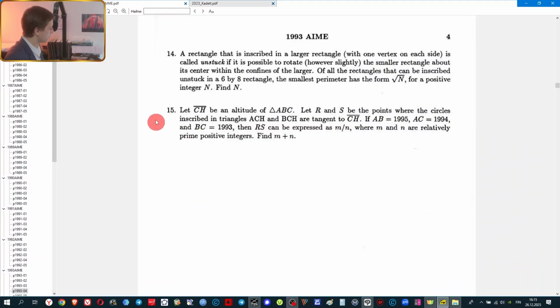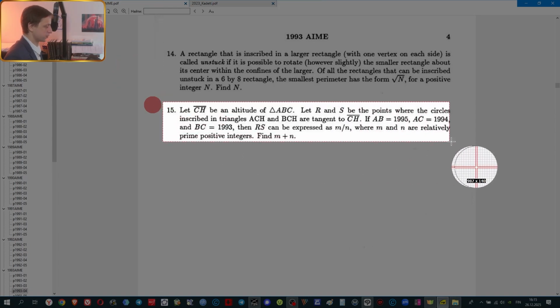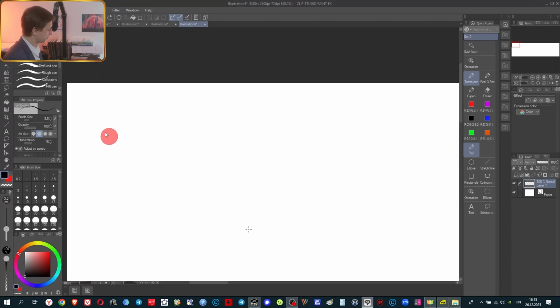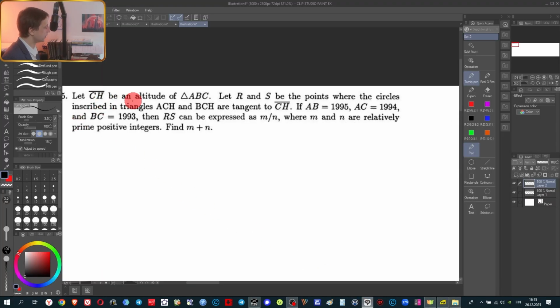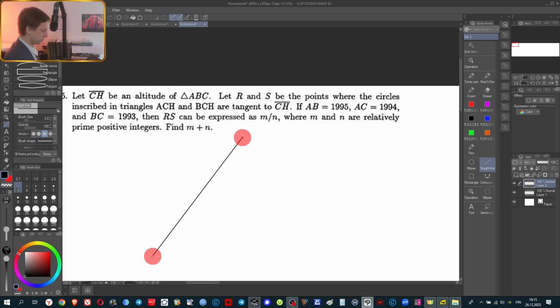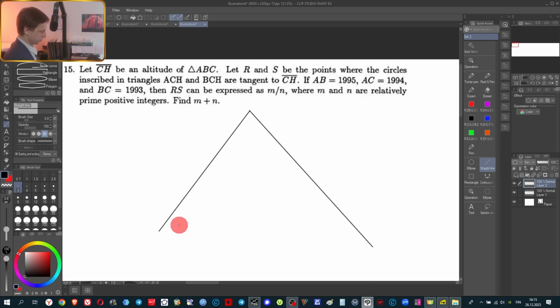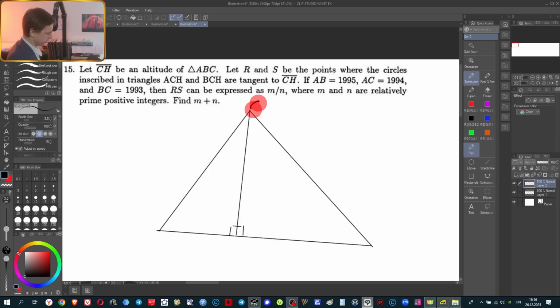Okay, and the last problem that we will solve today is number 15, a problem related to geometry. So CH is an altitude of triangle ABC. Well, we need to make a picture. We need to draw something right away. So we have a triangle and an altitude. So this is a triangle and the altitude that looks like this. So the altitude is CH, this one is C, this one is H, this is A, and this is B.